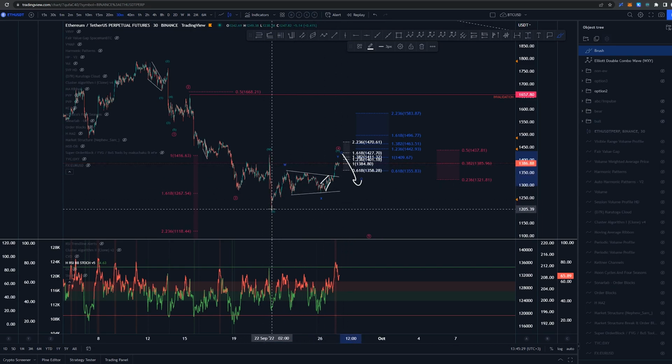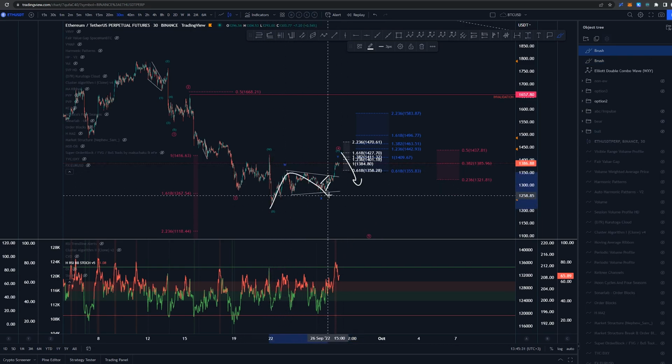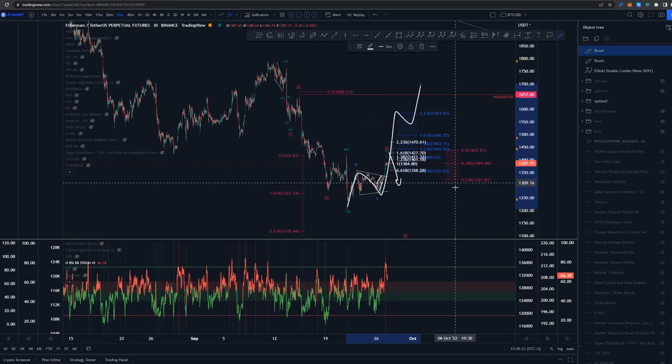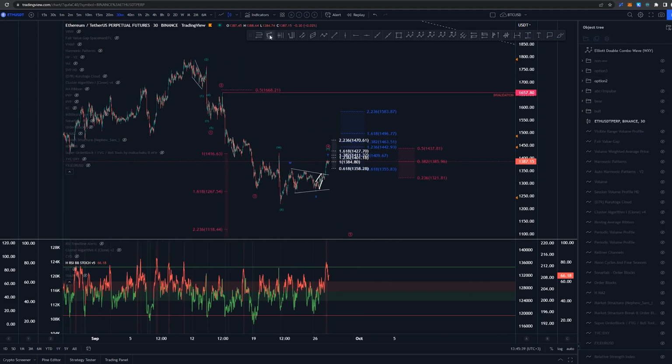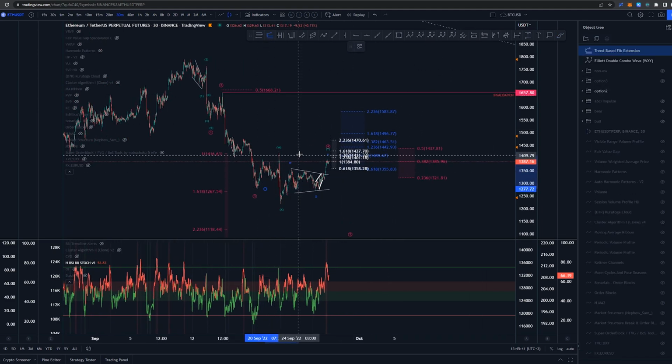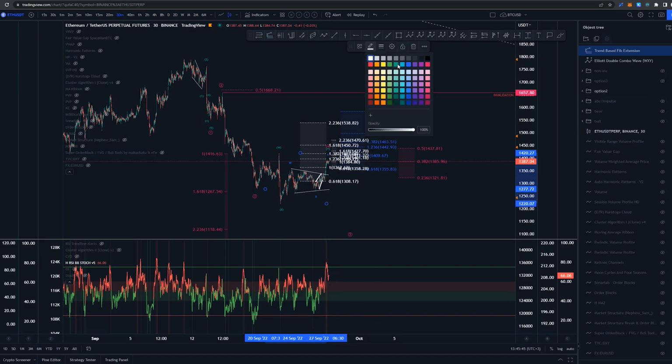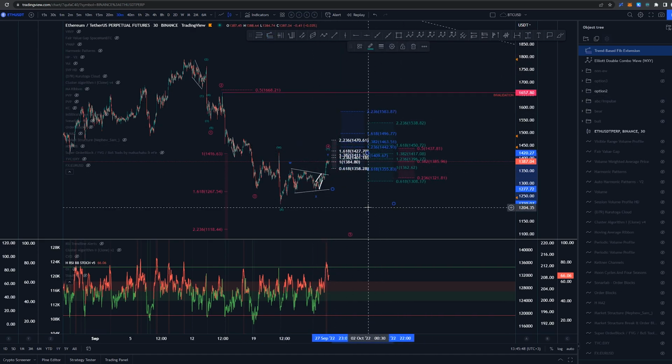At the moment, I don't really see us getting this into a 5-way structure. Of course, it is possible, but it just doesn't fit into the idea that I have here on the higher time frame, right? So if we are just looking at some of the confluences around here, I'm putting this going on the right. There we go.